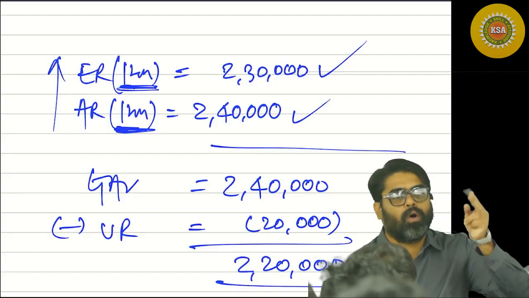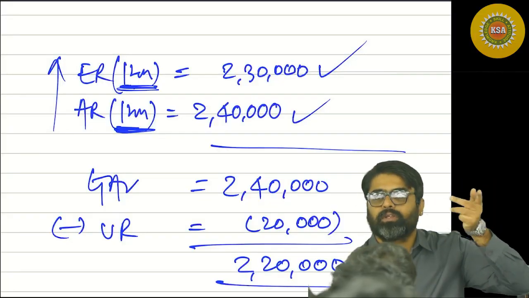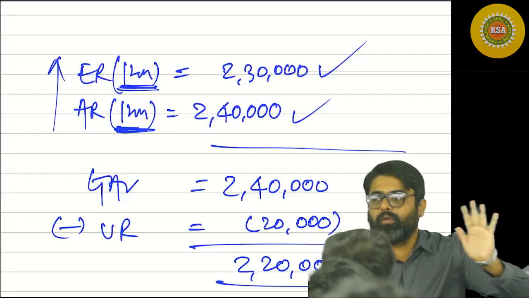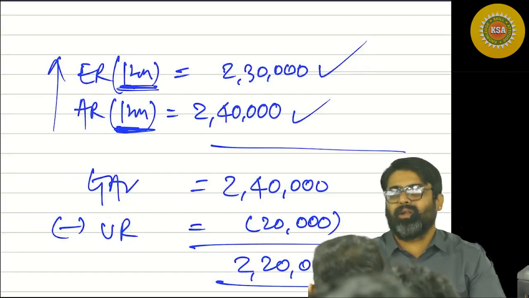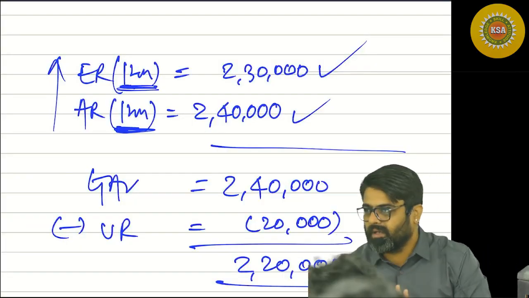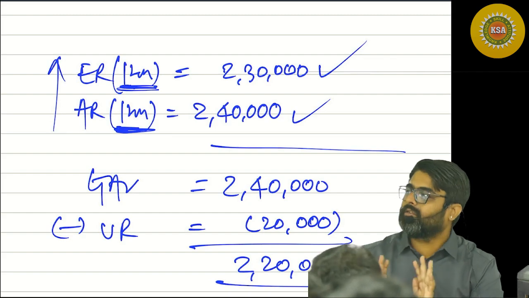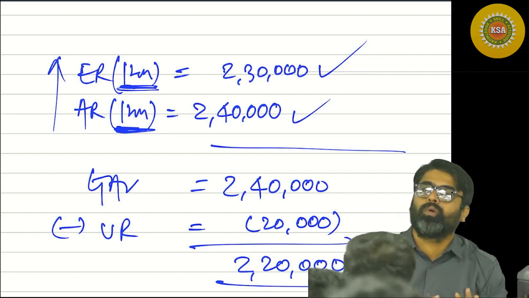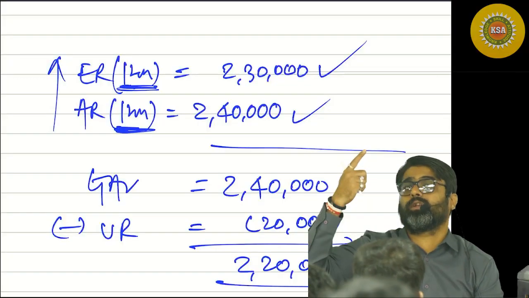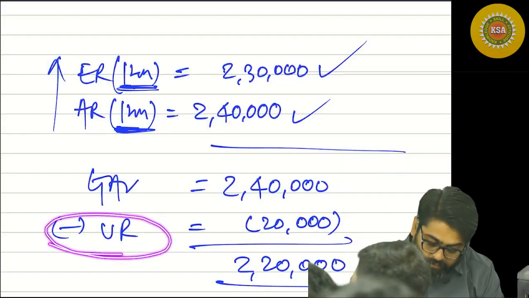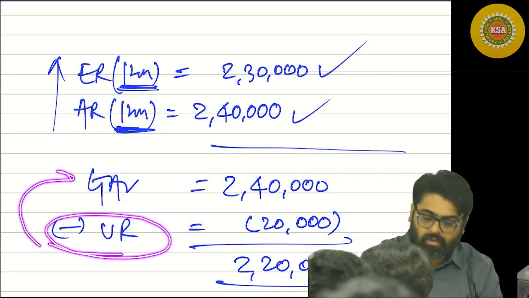So both the options are correct. Both will give you full marks, but one is more logical, another one is illogical. So it is always advisable to follow the logical one. But in your solution, what will you write? In the above solution, we have reduced the amount of unrealized rent from the amount of GAV.